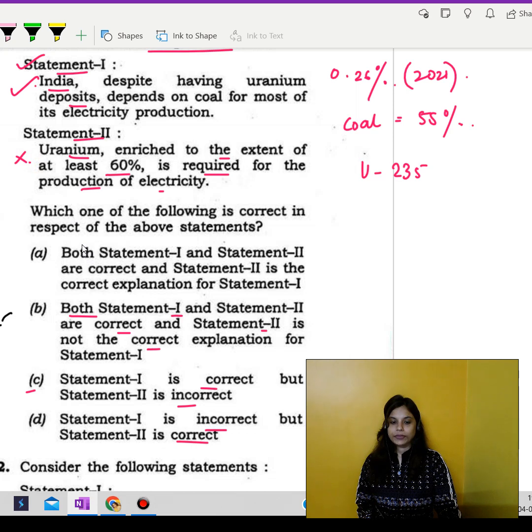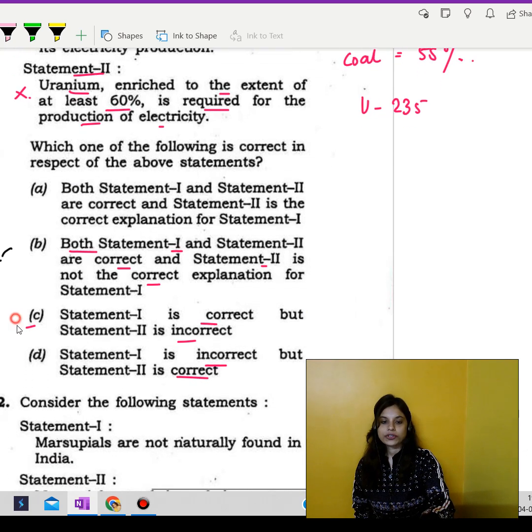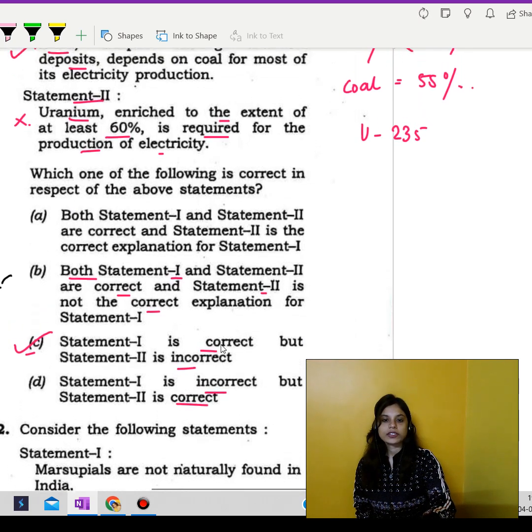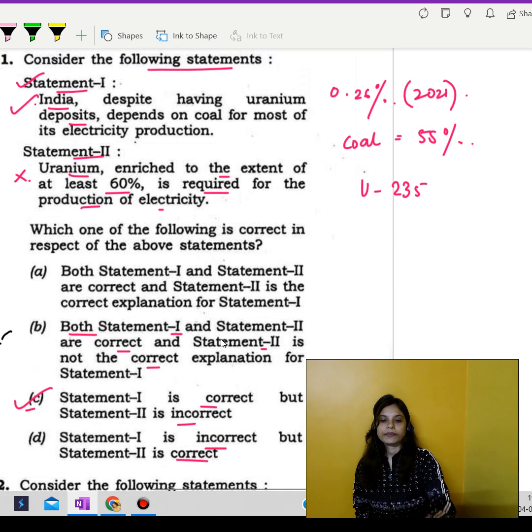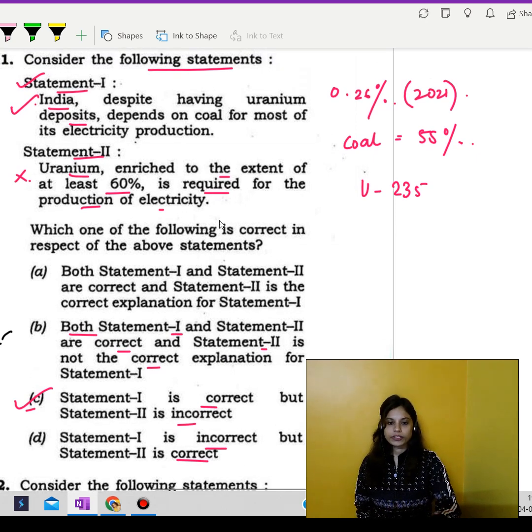Now, highly enriched uranium has a purity of 20% or more and is used in research reactors also. Weapons grade uranium is 90% enriched or more. So, yeah, we can say that statement 1 is definitely correct, but statement 2 is not correct. So, we can go with option C. That is, statement 1 is correct, but statement 2 is not correct. Okay, that's it. Let's move over to the next question.